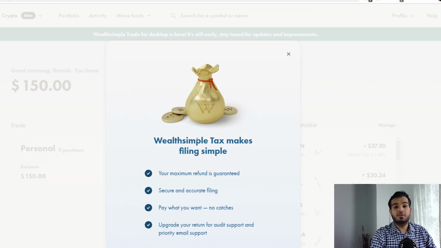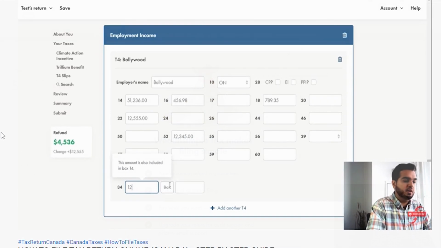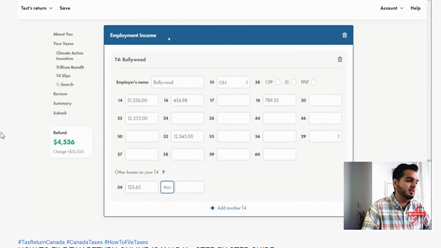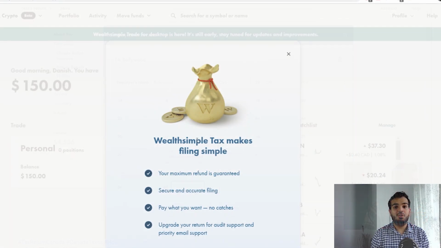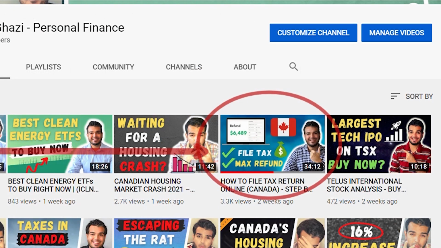And if you're interested in doing your taxes using WealthSimple, I have a video that offers a step-by-step guide on how you can file your taxes for free online using WealthSimple Tax. It's a step-by-step guide in which I'll cover how to enter information from a T4 slip, a T4E, a T4A, how to show your rental information, medical, donations, RRSPs, and all that and more. So be sure to check out that video for my step-by-step guide.